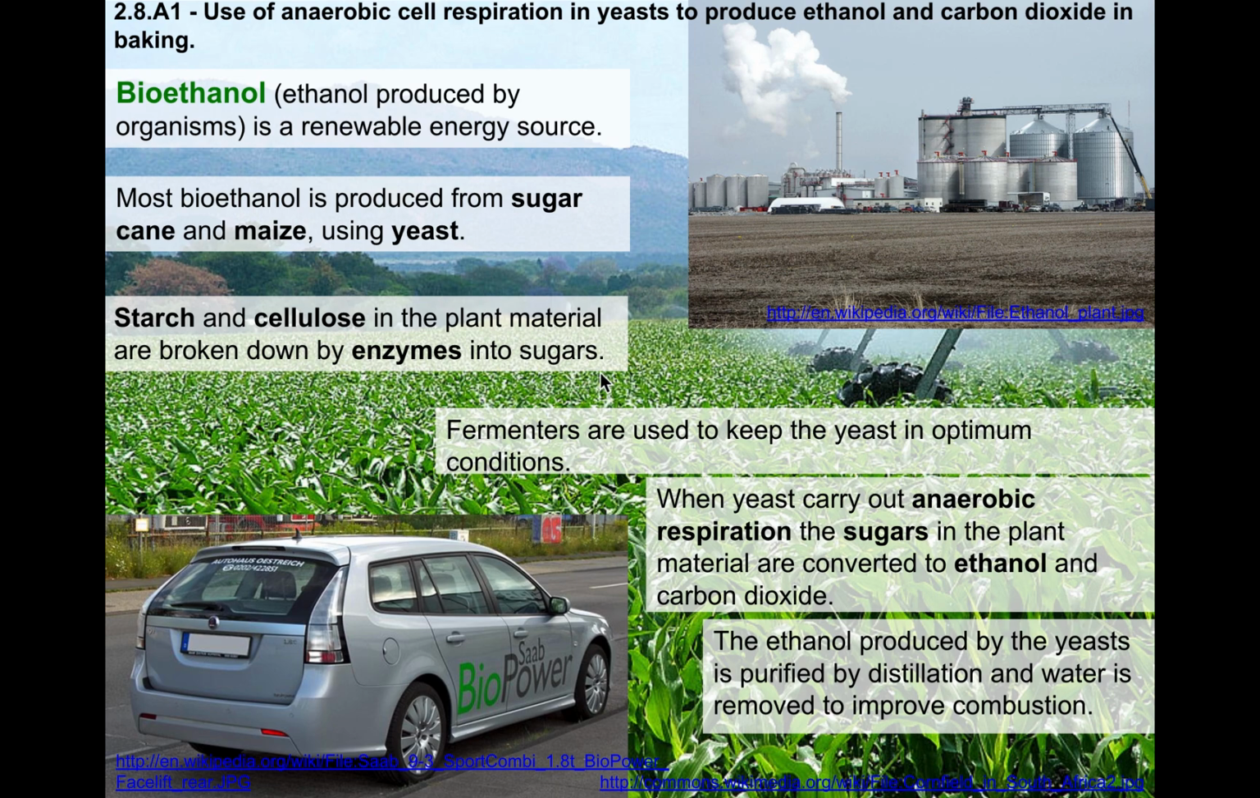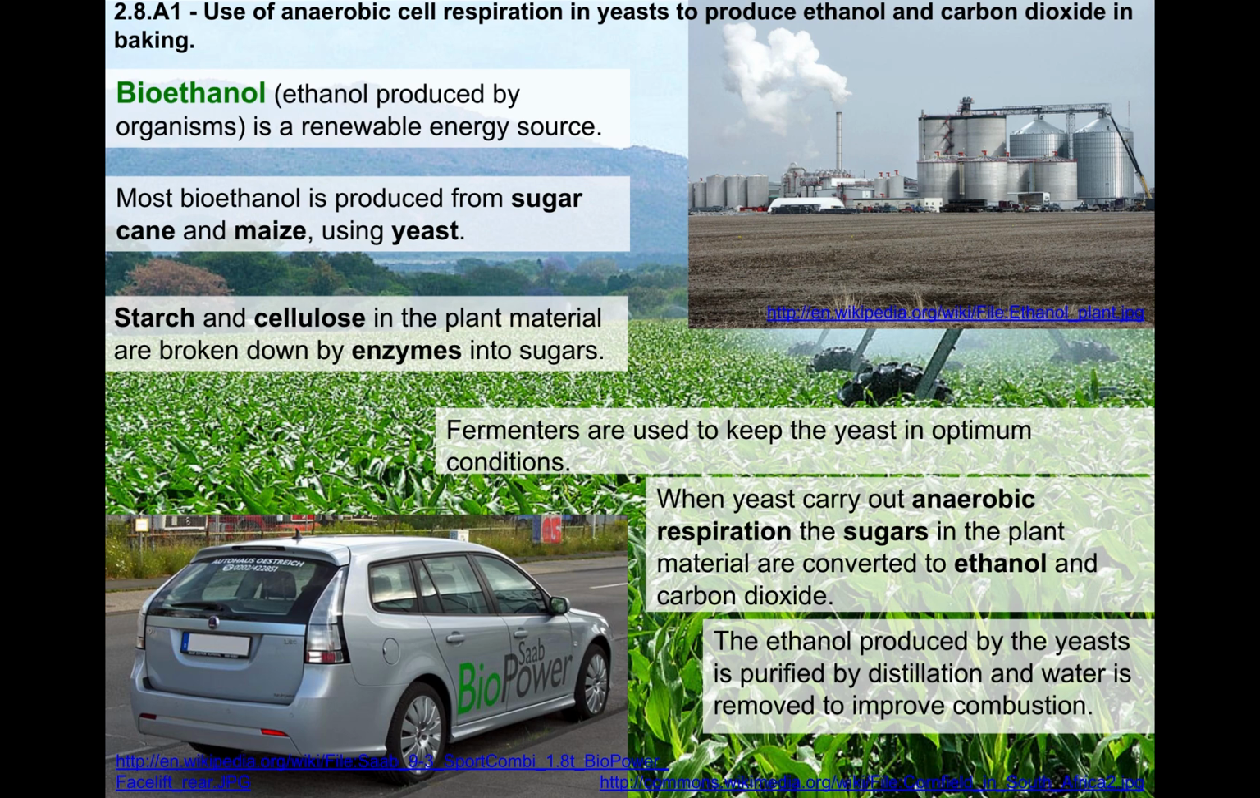They're going to put them in fermenters, which are what these huge vats are at this factory. And the yeast are going to be at their optimum condition, like the temperature that they like best to eat at. And when the yeast carry out anaerobic respiration, the sugars in the plant material are converted to ethanol and carbon dioxide. The ethanol is what we want, though.